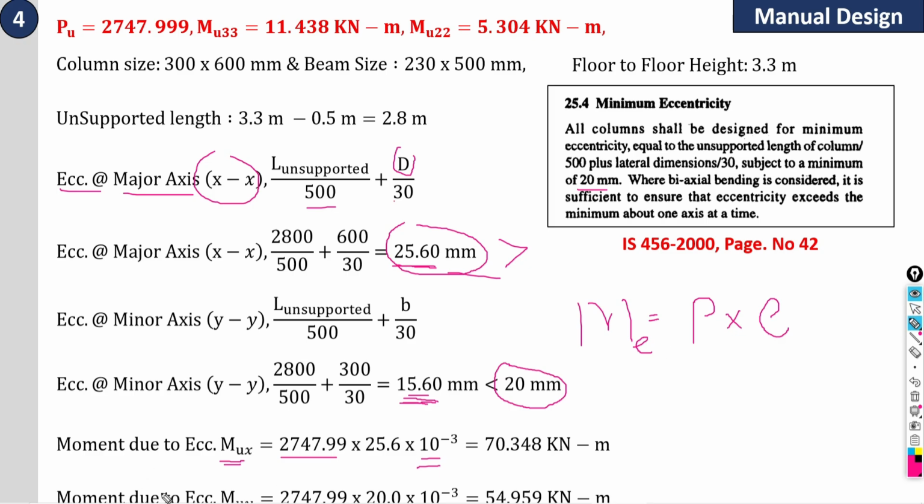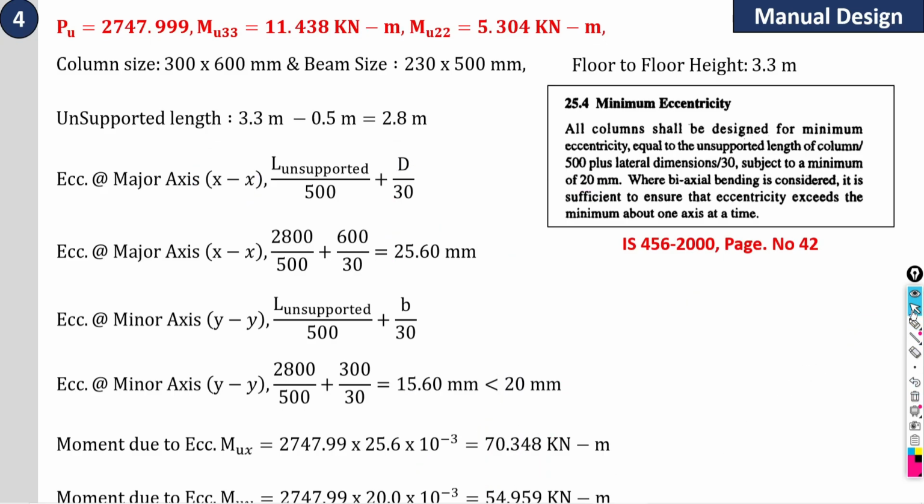Now second, the moment due to eccentricity about the minor axis, that is y. Again doing the calculation, we are getting this moment due to eccentricity as 54.959, and about the major axis as 70.348. Hope you all understood this calculation for the moment due to eccentricity.